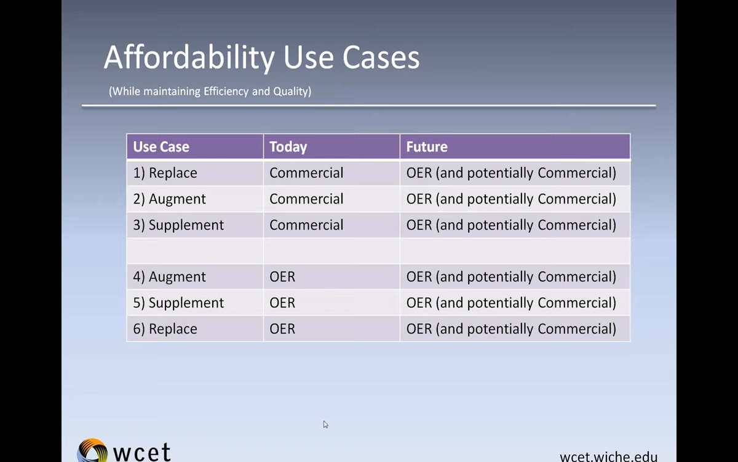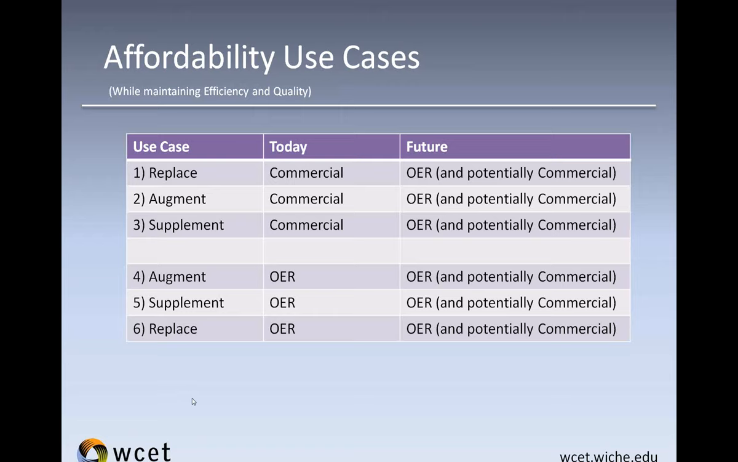Use case two is where faculty may want to augment their existing content with OER. This would be, for example, where you want to add additional content to existing content in certain topic areas. Number three is related, but this is where you may want to supplement content. So faculty may see gaps in their current content where particular topics or subtopics are not covered by the content that's being used today, and we can supplement that with OER content is the use case.